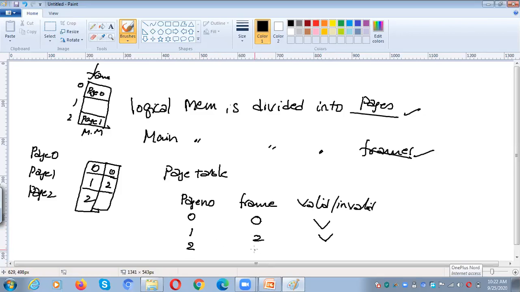It's not available in the frames. So it is valid or invalid? Invalid. It is indicated by I. So in the page table, if a bit is set to V, it indicates the page is available in the frame. If it is set to I, then it is called invalid. That means the page is not available in the frame.